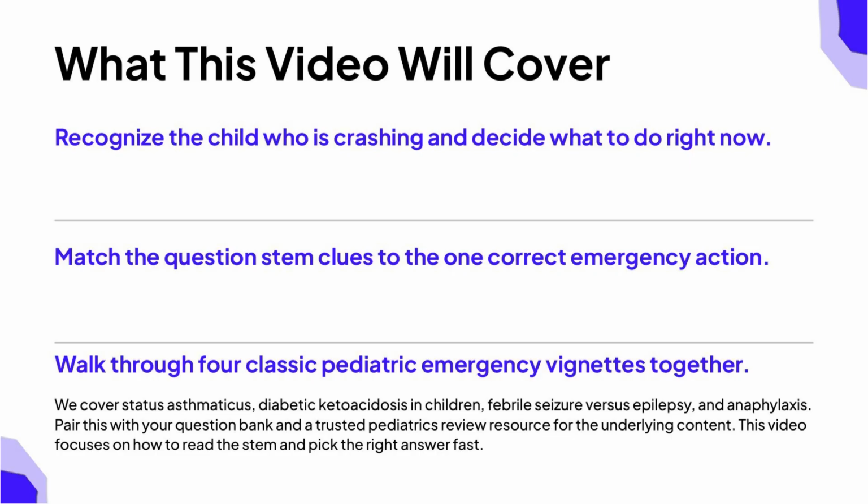Third, we will walk through 4 classic vignettes together. Those are status asthmaticus, diabetic ketoacidosis in a child, febrile seizure versus epilepsy, and anaphylaxis. For every question, we will explain why the correct choice wins and why each distractor fails. This video sharpens your test taking. Pair it with your question bank and a trusted pediatrics review resource for the deep content.